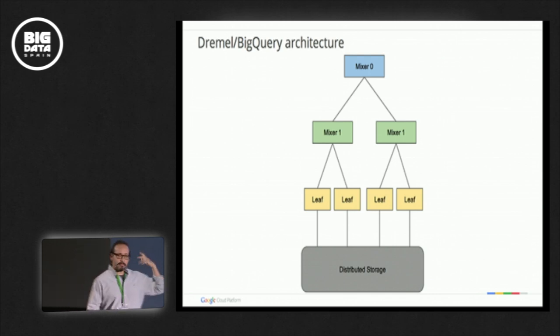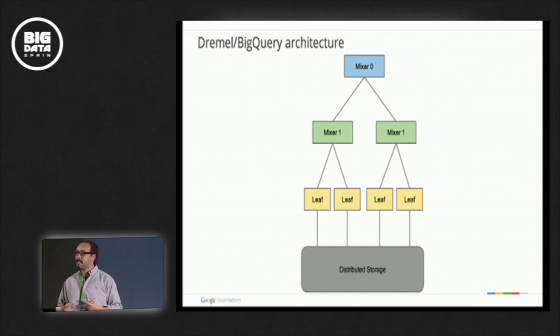There are more limitations. Maybe you can see them when you see Dremel's architecture. I don't know if someone can see what's a very apparent bottleneck here. Any answers? Anyone can see? Yes? The mixer 0, yes.